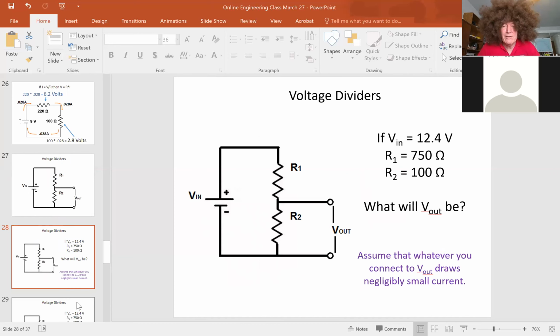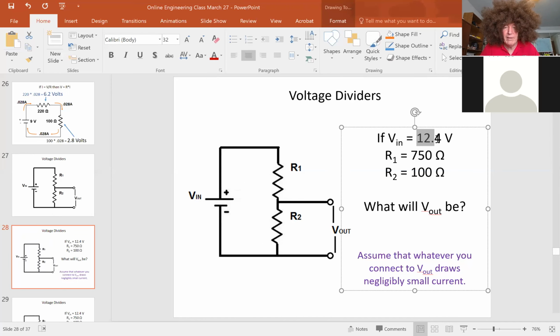Here's a problem I want you guys to think about. I'm going to take 2 resistors and hook them up with a battery. Over on the right side, you can see what the voltages are. I'm going to take a 12.4 volt battery, and R1, the resistor up on top, is 750 ohms. R2, the resistor down on the bottom, is 100 ohms. V out is the voltage difference across the lower resistor.